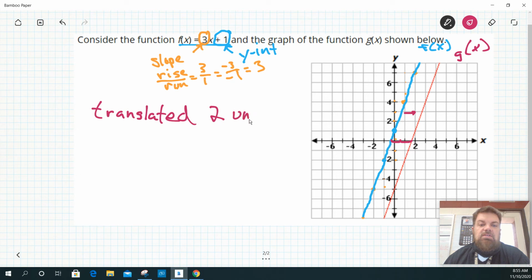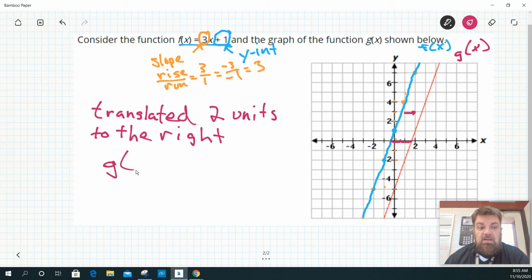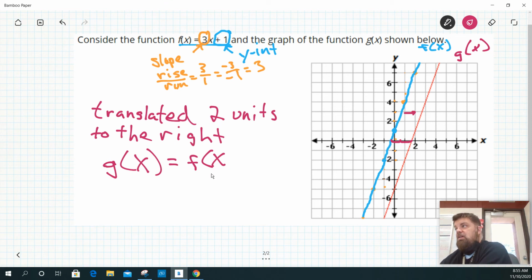2 units to the right. And so the way that I would write that is I would say that g of x is the same as f of x. Now here's the tricky part. Even though I went to the right, my transformation would be minus 2.